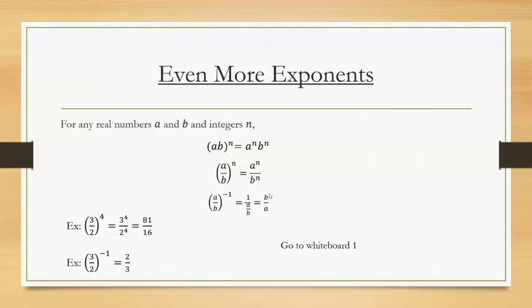We have 3/2 raised to the 4th, right? But again, using the second rule here, that's the same as 3 to the 4 over 2 to the 4. That's what I'm using here. The numerator and denominator, you're raising to the power. And of course, this is just 81/16.